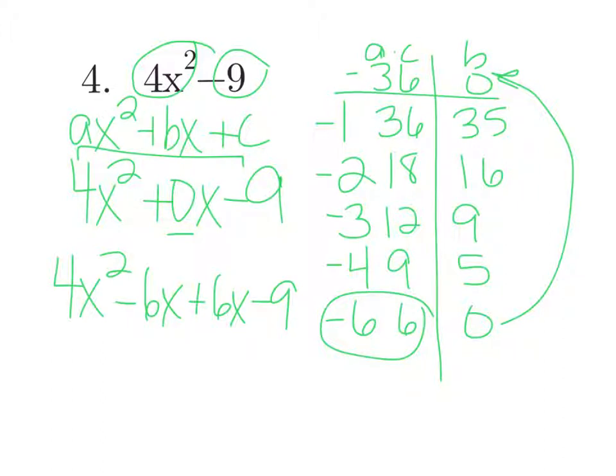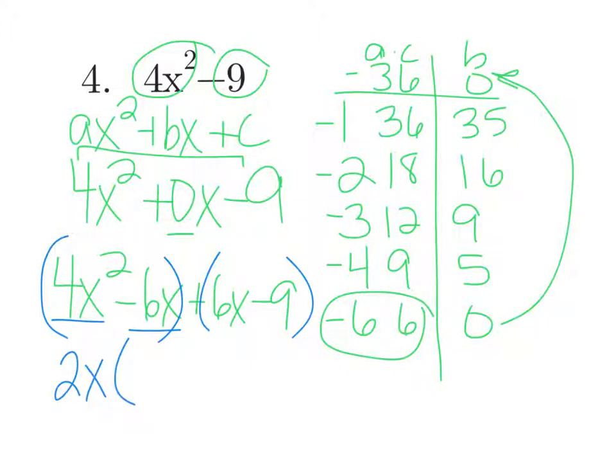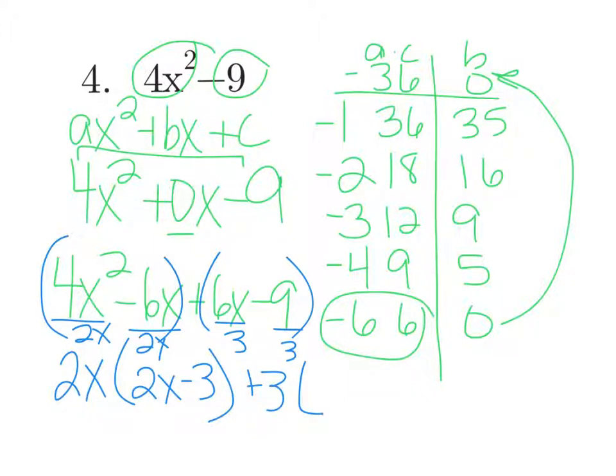Now let's group them. So the first one, 4x squared and 6x, I have 2x that'll come out. So 4 divided by 2 is 2, and then minus 3. Plus 6x and 9, I have a 3 that I can factor out. And that would leave me with 2x minus 3.